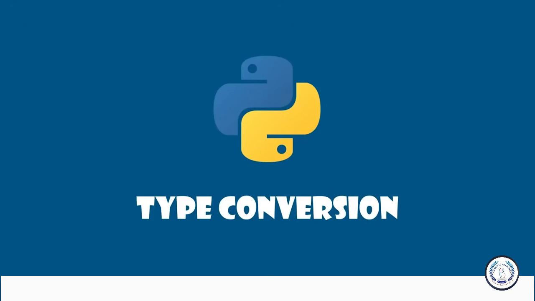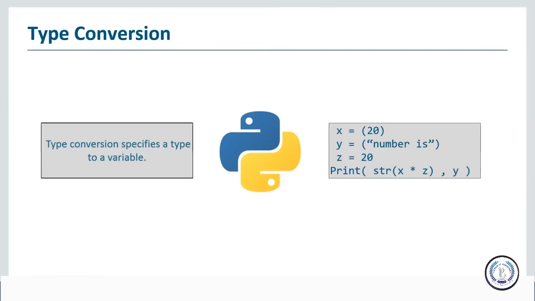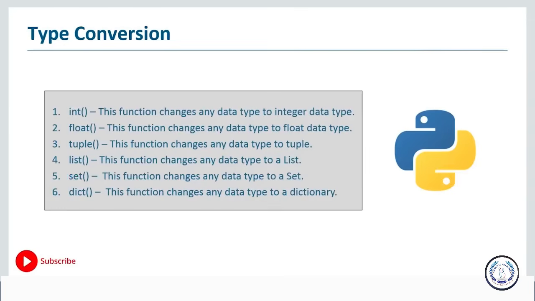I'm going to do a type conversion here. So let's quickly talk about type conversion before moving on to the example. Type conversion is basically when you convert the type of a variable to another data type. We have all these functions here which will convert the data type into their respective counterparts. Now let's look at the example.